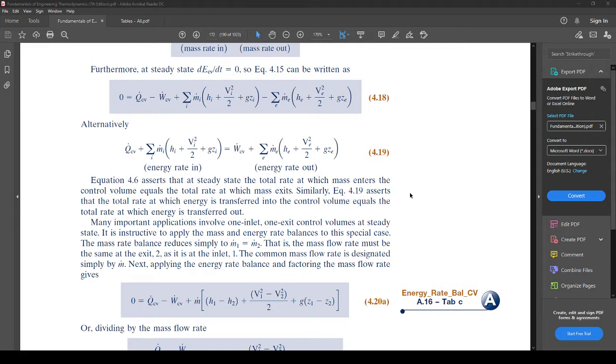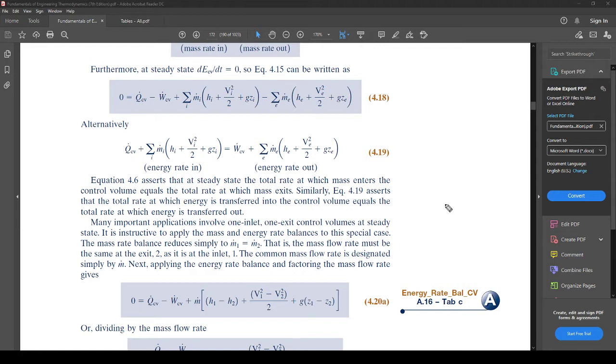The mass rate balance reduces simply to m1 is equal to m2. So I did this last class, where I said m1 is equal to m2. Essentially what this means is that the mass flow rate entering equals the mass flow rate exiting. And instead of using i's and e's, we use 1 and 2 because that denotes state points, from before the process and then after the process, 1 to 2. It says, that is, the mass flow rate must be the same at the exit state 2 as the inlet state 1. The common mass flow rate is designated simply by m dot.